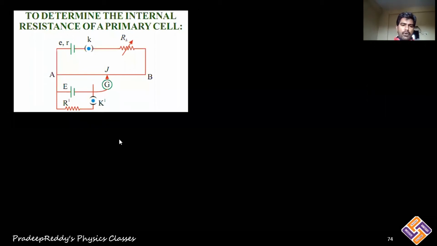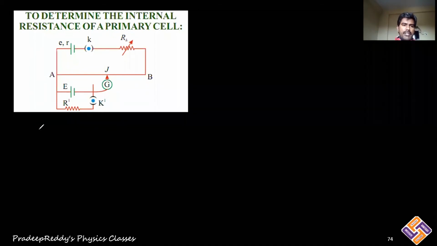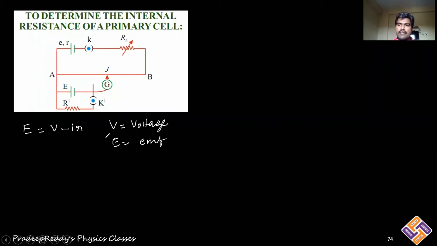Students, we already know the equation for E, which is equal to V minus IR, where V is the voltage and E is the EMF of the cell. Remember, voltage and EMF are not equal if the cell is connected with an external circuit. Now in this case, I is the current passing through.